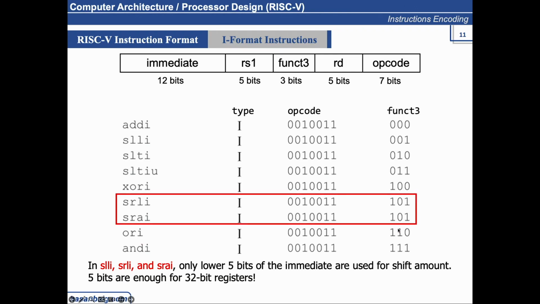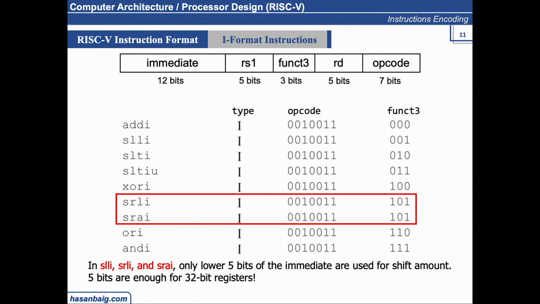Here you can see the opcode is same and func3 is also same. How can we distinguish that? Read this statement and try to comprehend what it is saying. The statement at the bottom.